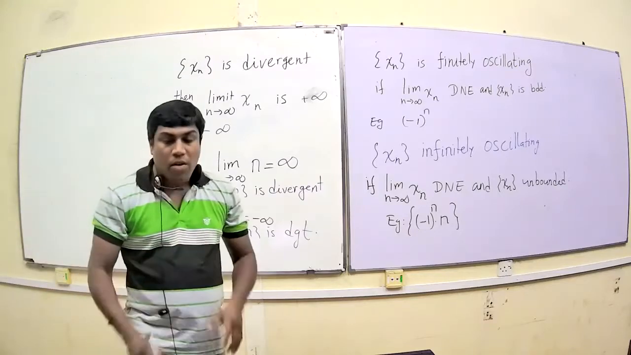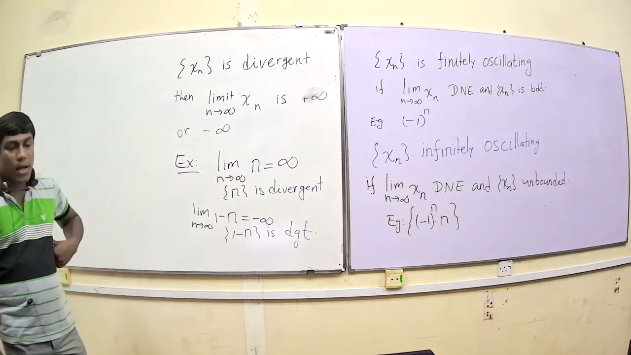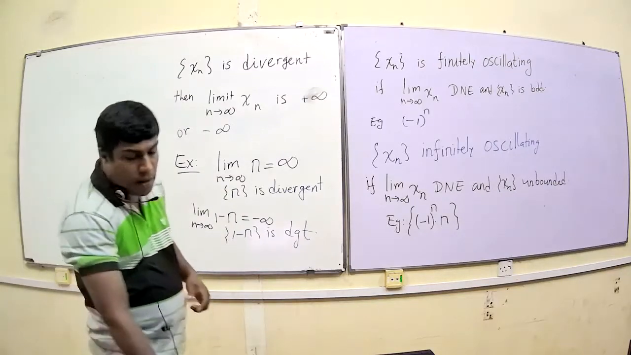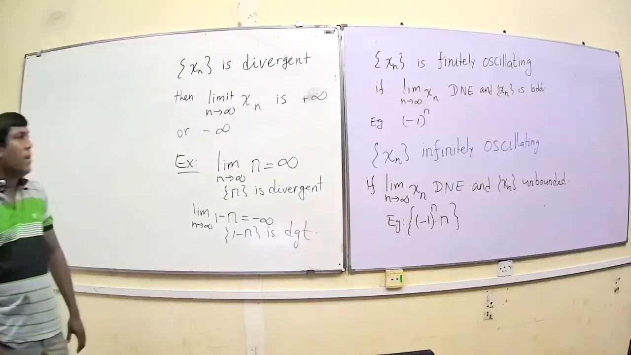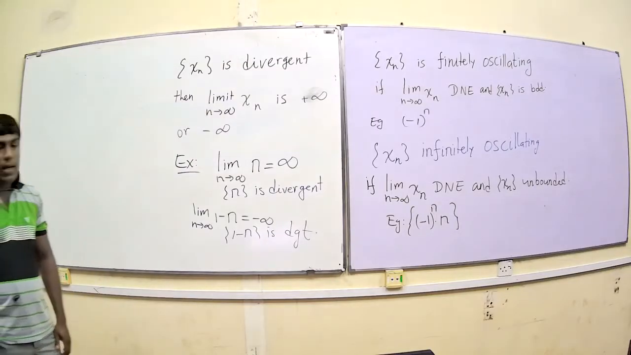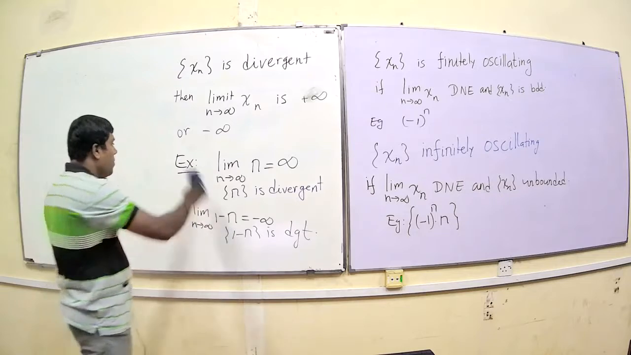So these are the four types of convergence properties which we can have on a sequence. Let me draw some pictures to tell you what we mean by finitely oscillating and infinitely oscillating and stuff like that.